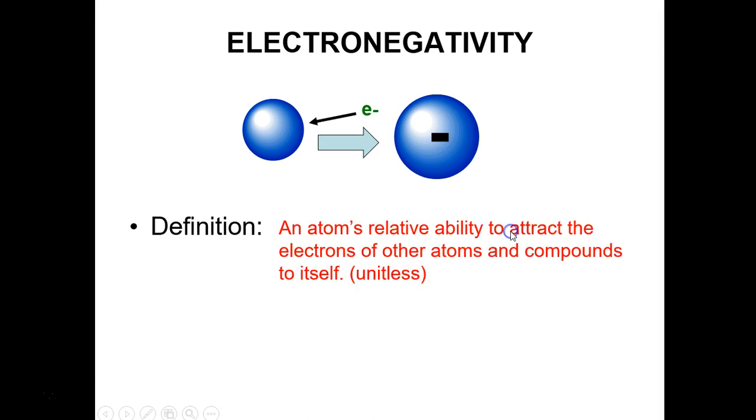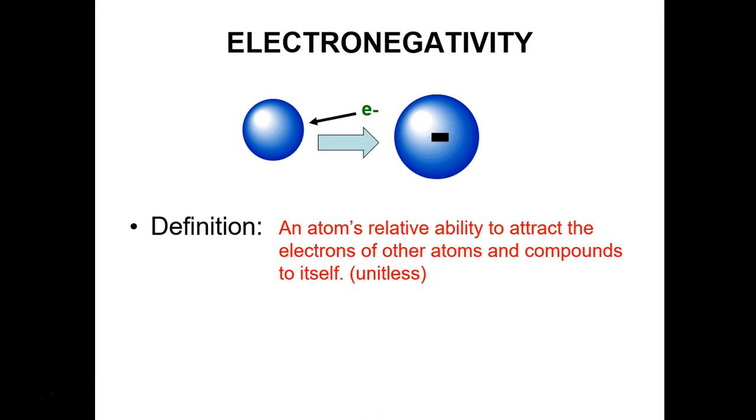All right, electronegativity. Electronegativity is an atom's ability to attract electrons of other atoms or compounds to itself. It's basically the ability of an atom to steal electrons from other things. Now this is a relative ability, so it's a unitless quantity. So if you're ever asked to identify these properties, you can identify them by their units.